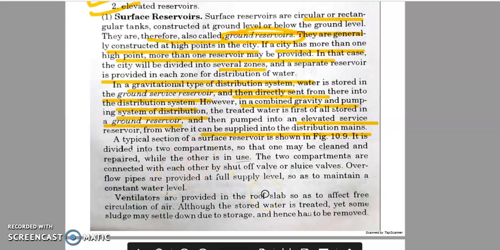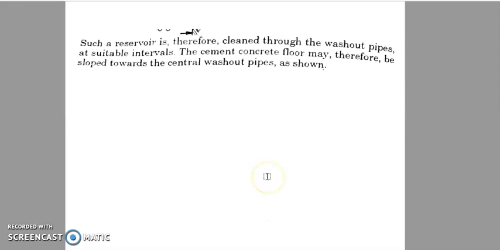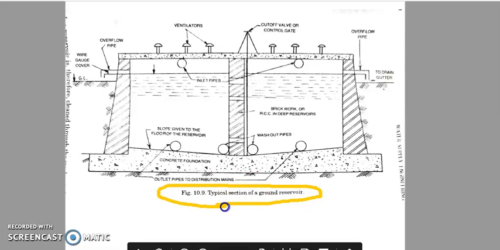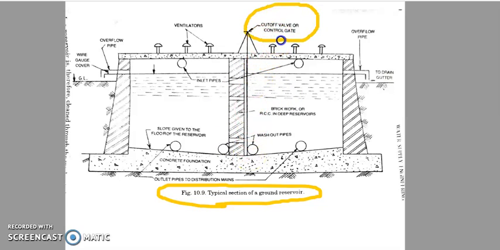Now there are two, three figures here. The cross section of a surface reservoir, a cross section of an elevated reservoir. Right, so this is one figure, typical section of a ground reservoir or a surface reservoir. Now this is one type of ground reservoir which is divided into two compartments, and they are interconnected by openings like this, and these openings are controlled by cutoff valve or control gate. You can open and close, and then here this is the ground level.